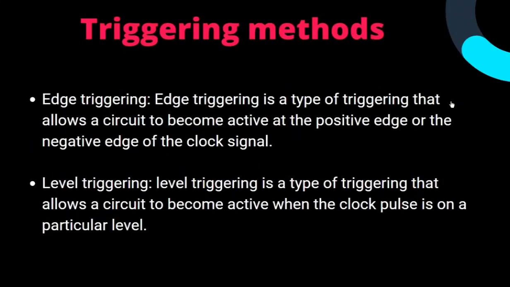Then we'll talk about the triggering methods. There are two types of triggering used. Edge triggering is a type of triggering that allows the circuit to become active at the positive edge or the negative edge of the clock cycle. Level triggering is a type of triggering that allows the circuit to become active when the clock pulse is on a particular level. Moving on.